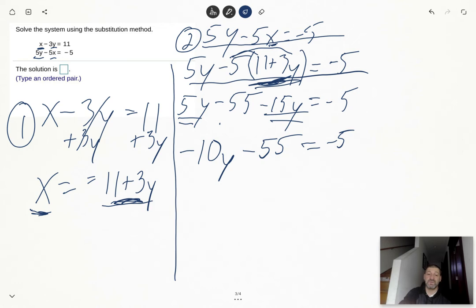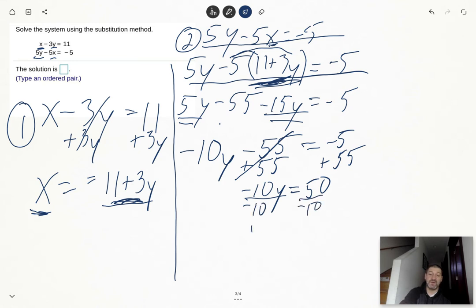We're working to get that y alone, so we're going to add 55 to both sides. That gives us negative 10y, because those cancel out, equals negative 5 plus 55 is 50. Divide by negative 10, divide by negative 10, and y is equal to negative 5.